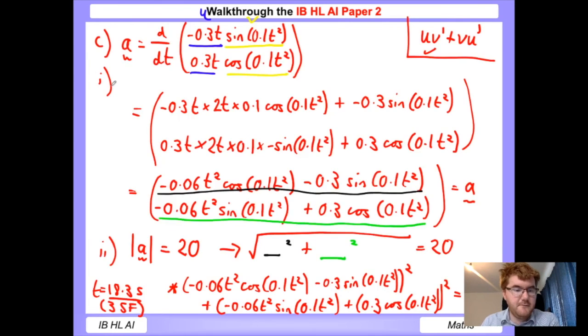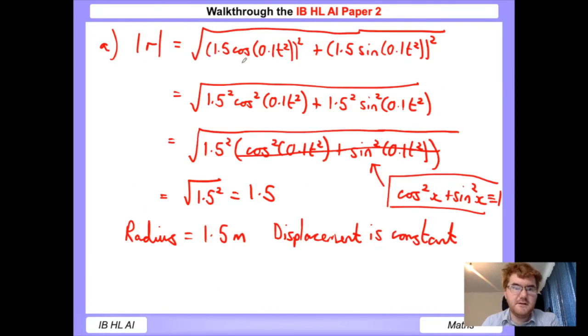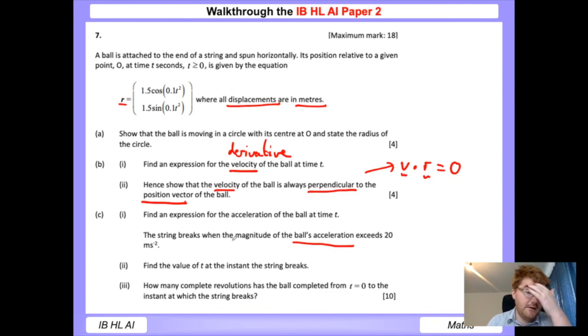So what was t from before? t was equal to 18.3 seconds. We're going to need that for the next part of the question. So we found the value of t when the string breaks. How many complete revolutions has the ball completed from t equals 0 to the instant at which the string breaks? Imagine it's going round and round. It breaks at 18.3 seconds, and how many revolutions has it made before it snaps?